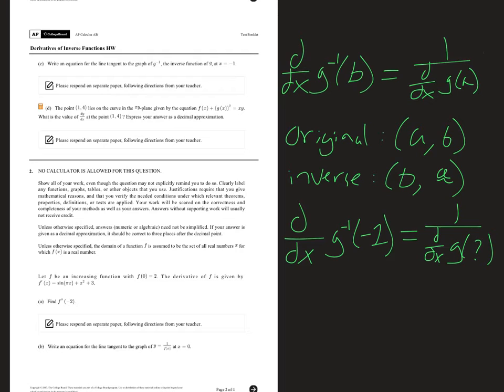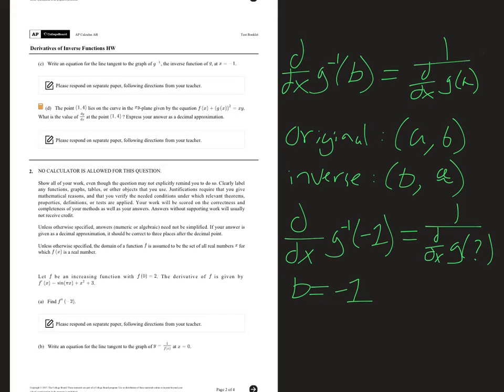Well, I don't know. I know that my input on my inverse is negative 1. So b, again, as we said already, is negative 1. I need a, which I can think about as two things. It's the output of the inverse if you input b, or it's the input on the original that spits out b.